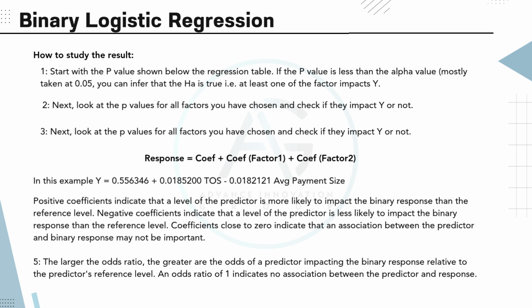Step 4. Interpret the coefficients. Positive coefficients mean higher values of the factor increase the odds of the event, e.g., pass. Negative coefficients mean higher values reduce the likelihood of the event. Coefficients close to 0 indicate little to no impact.